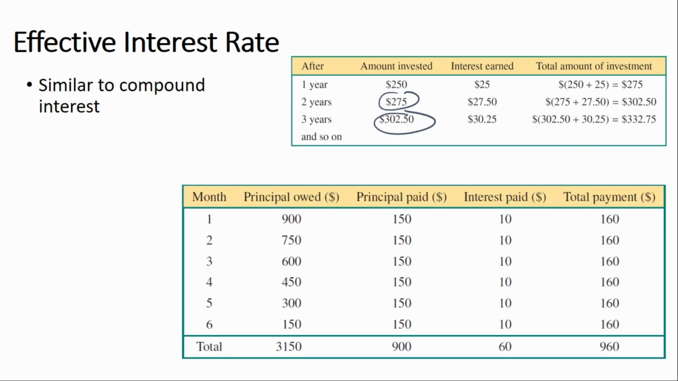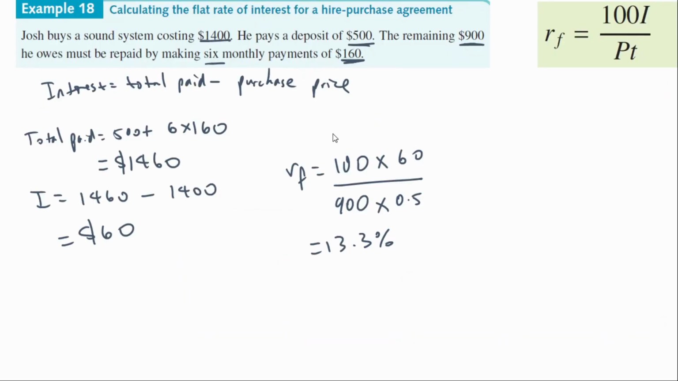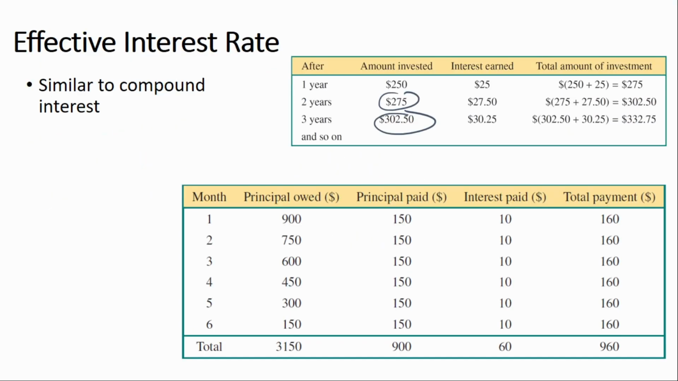So back to the scenario with Josh's sound system there. At the start of his loan, so in month 1, he owes $900. In the second month, he owes $750, and in the third month, he owes $600, and so on. So like compound interest, effective interest rate is calculated on the new amount for each time period there. So month 1, $900, month 2, $750, and month 3, $600, and so on.